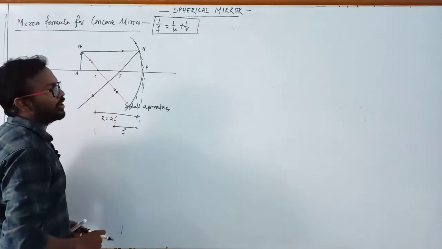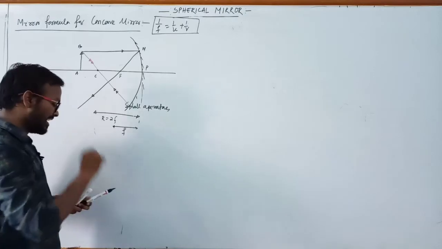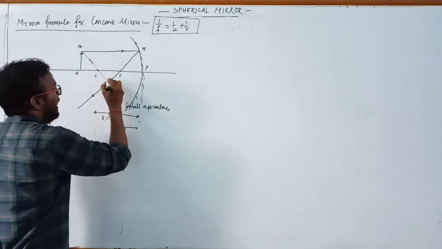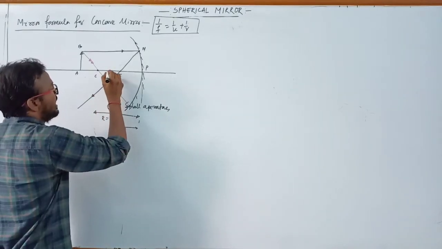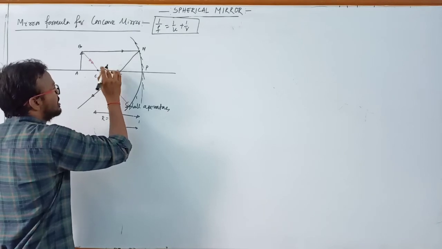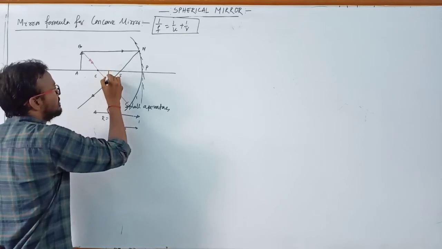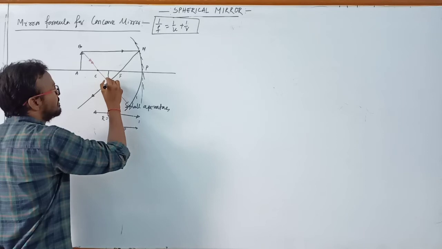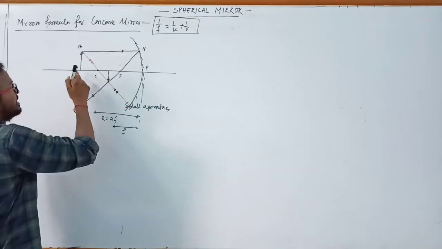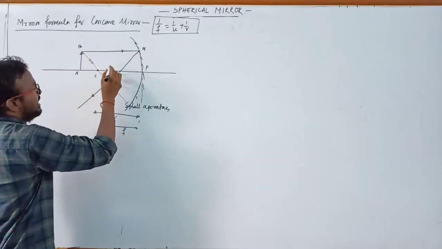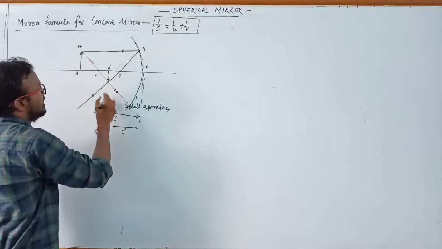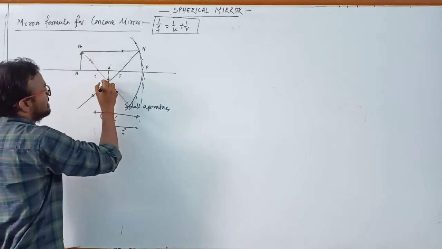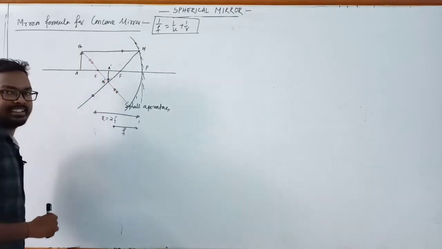So this is the first ray and this is the second ray. The intersection point of the first ray and the second ray makes the image. So this is the formation of the image at this point. This is the image formed. Clear? This is the object AB, and this point A we can write as A dash, and this point B we can write as B dash. Clear?